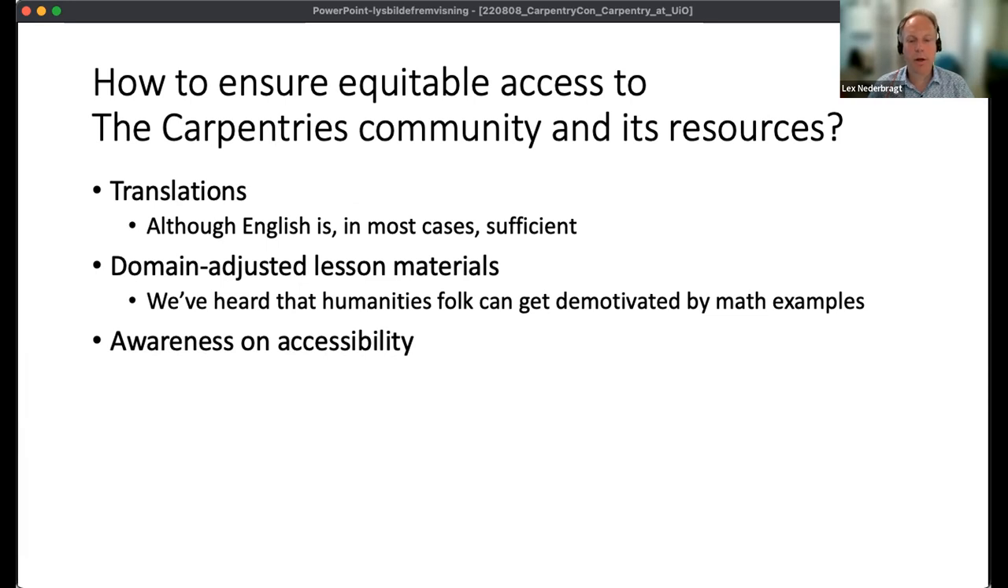For example, the math examples we often have in programming lessons are sometimes scaring off humanities folks because they chose humanities to get rid of the math. Although we might disagree with that, it's difficult, but we still have to consider their feelings around it and see if we can make examples that are more suitable for them, based on text, for example.